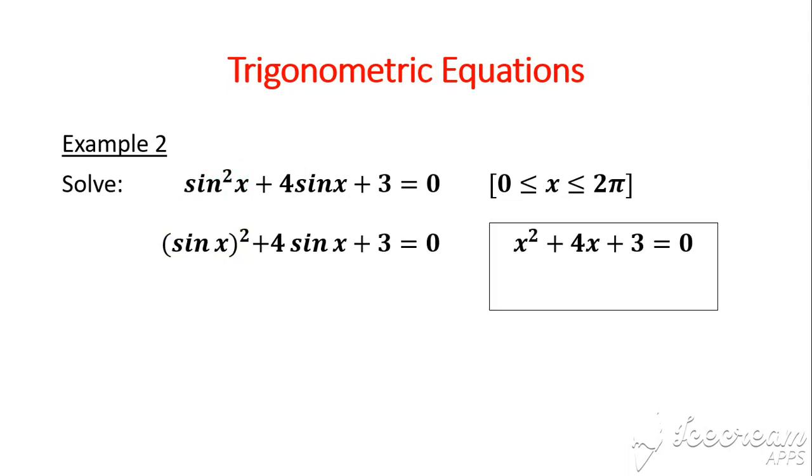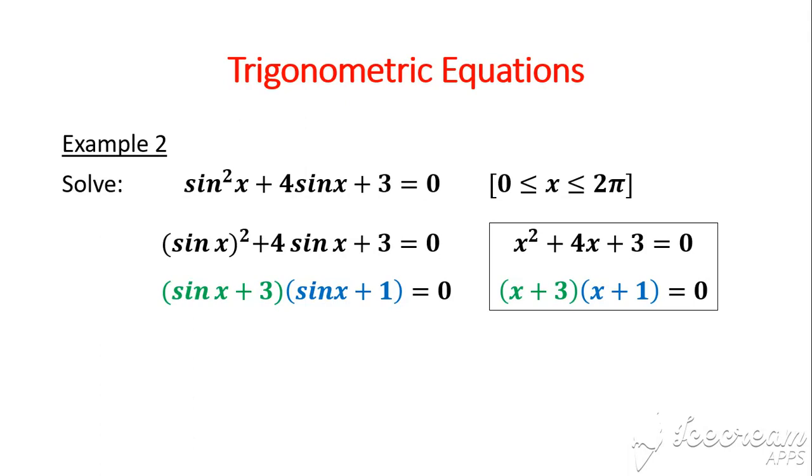Now, let's have a look at this quadratic. x squared plus 4x plus 3 equal to 0. So we have x squared, or sine x all squared, plus 4x, or 4 sine x, plus 3 equal to 0. So this here is just a quadratic written with sine x instead of x. So if we can take the quadratic in the box and factorize it into x plus 3 times x plus 1 equal to 0, then we can take this trigonometric equation and factorize it to get sine x plus 3 times sine x plus 1 equal to 0.